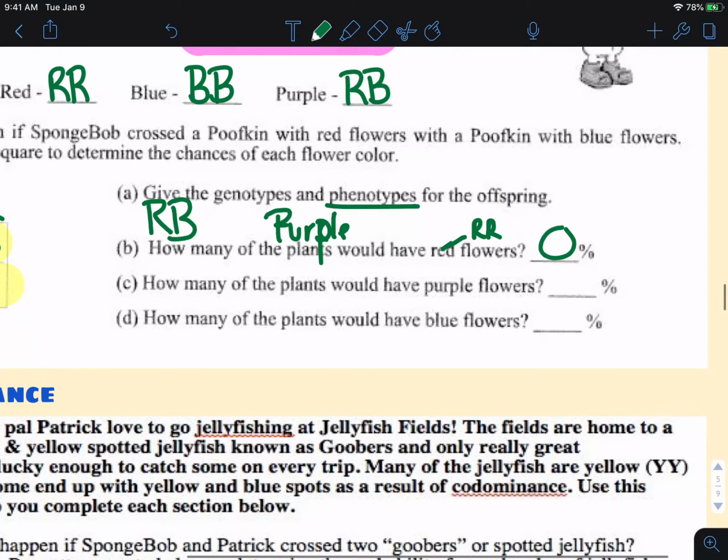All 4. So that's 100%. So that therefore means blue has to be BB. If there was none over there that are BB, it's 0%. Okay? So that's incomplete dominance. Codominance is very, very similar.